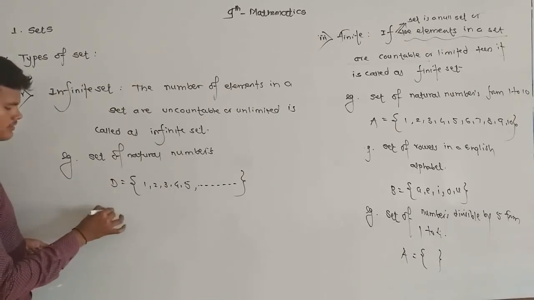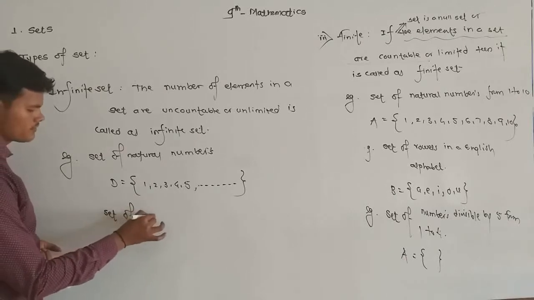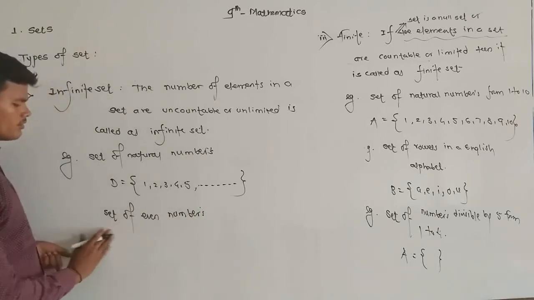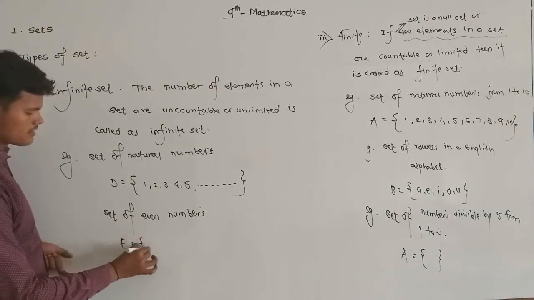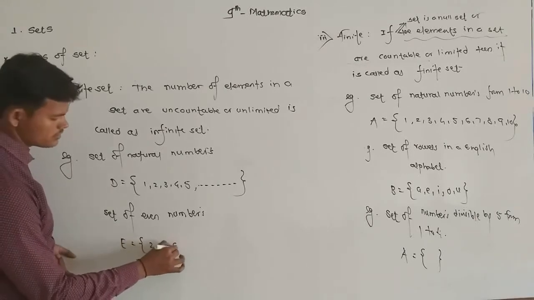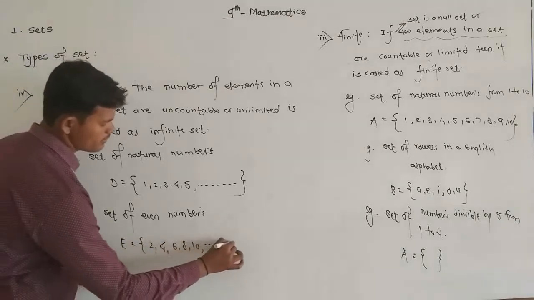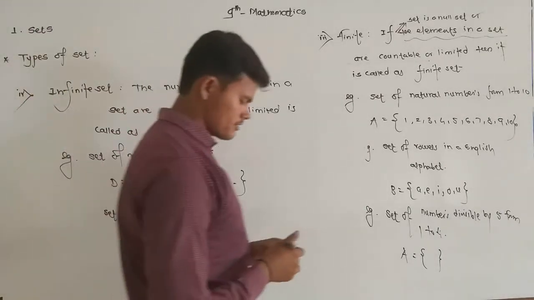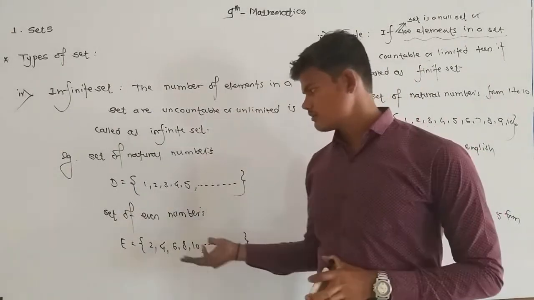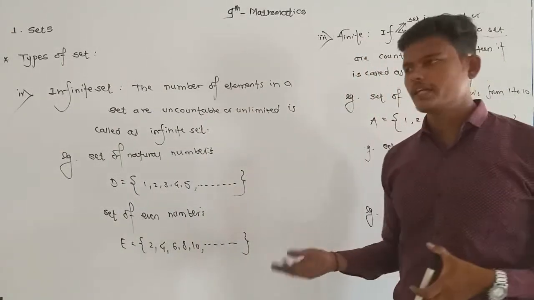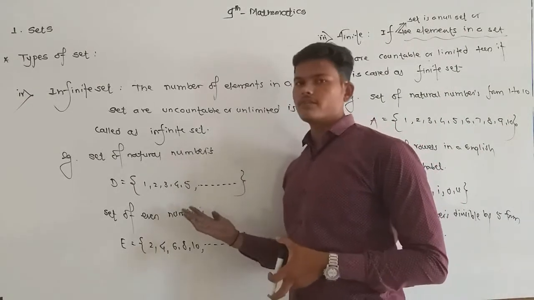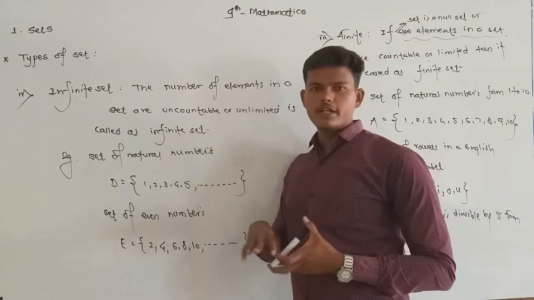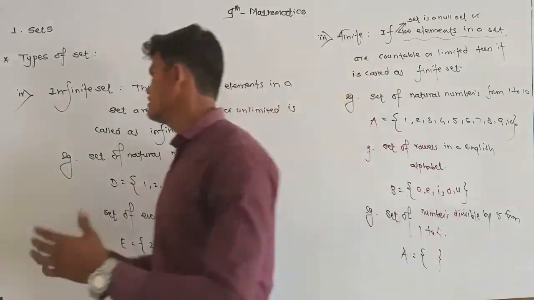Let's take another example. Set of even numbers. Even numbers go up to infinity. That is, the first even number is 2, then 4, 6, 8, 10, and it goes up to infinity. Likewise, set of odd numbers, set of prime numbers, set of all rational numbers, set of integers, set of positive integers, set of negative integers. All are examples of an infinite set. So what is an infinite set? The number of elements in a set being unlimited or uncountable is called an infinite set.